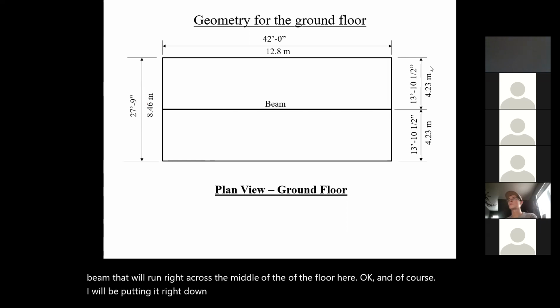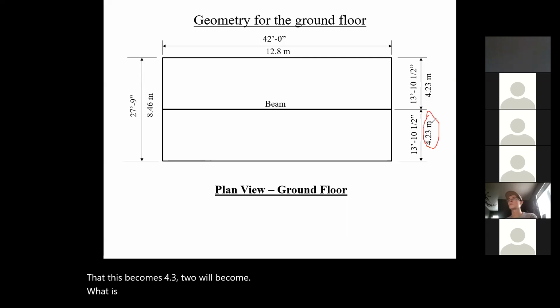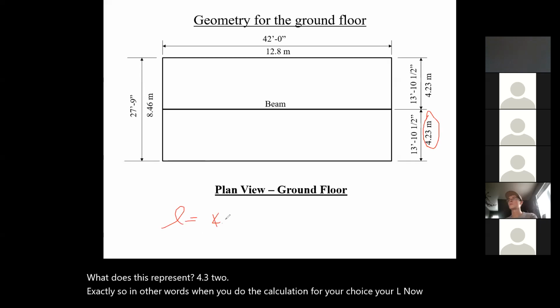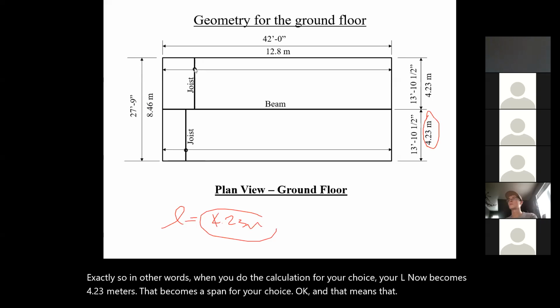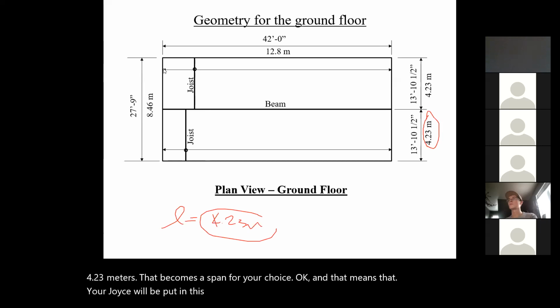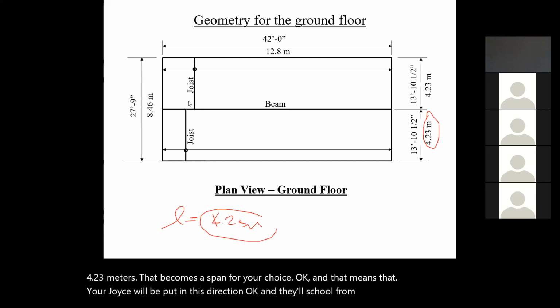So in other words, what does this mean? That this becomes 4.32. What does this represent? The span of the joist? Exactly. So in other words, when you're doing the calculation for your joist, your L now becomes 4.23 meters. That becomes the span for your joist. And that means that your joist will be put in this direction, and they'll go from here all the way down there.